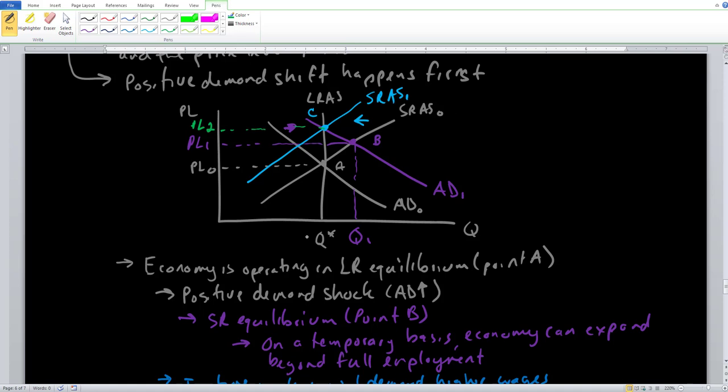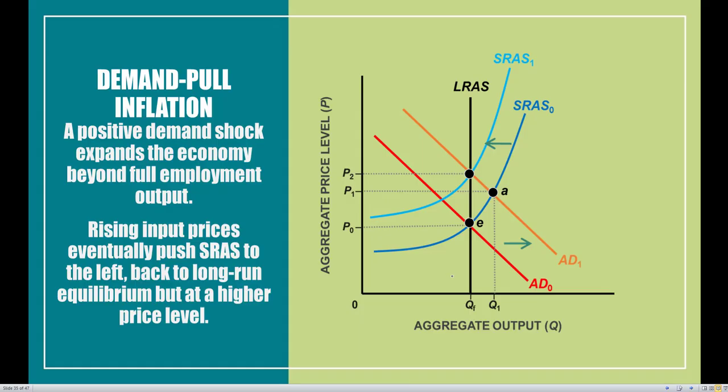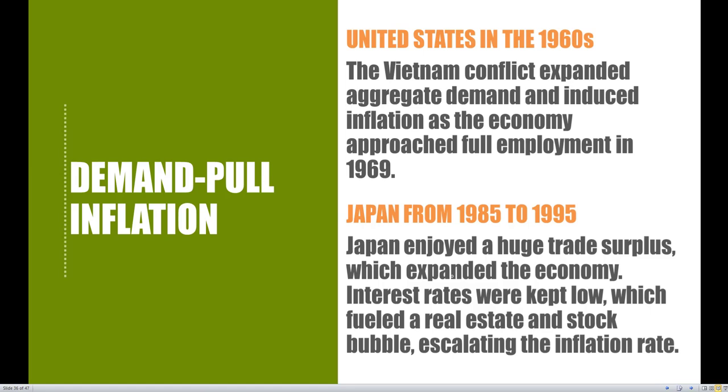So with all of this in mind, there can be a few good applications of this demand pull inflation. We actually have two pretty good ones right here. We take a look at the United States in the 1960s. So the Vietnam conflict expanded aggregate demand and induced inflation as the economy approached full employment in 1969. We can see this graphically.